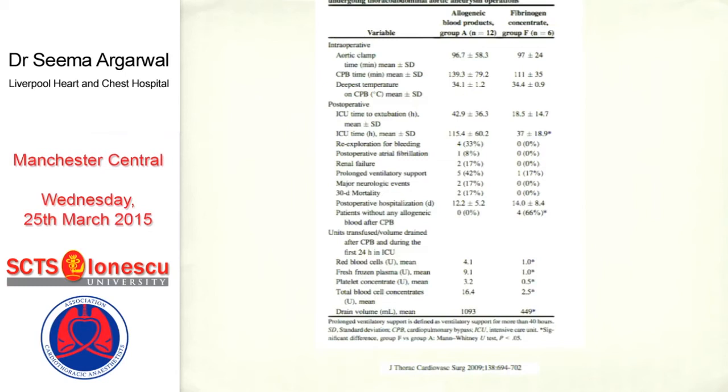The primary endpoint in the study was all transfusion in the first 24 hours, and you can see that the fibrinogen concentrate group received far fewer red cells, FFP, and platelets, going down from 4 red cells to 1, from 9 units of FFP down to 1, from 3 to virtually no platelets. More impressively, out of the 6 that received fibrinogen concentrate, 4 patients required no transfusion whatsoever, this in major thoracoabdominal aortic surgery. They also reported significantly lower drain volumes and a decreased length of stay on the intensive care unit.